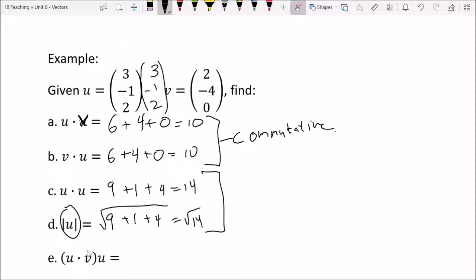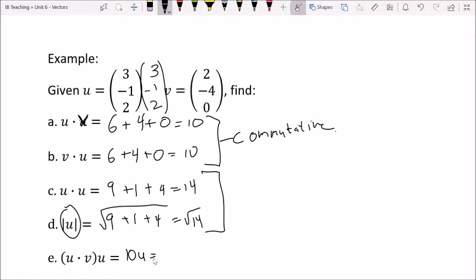And this is where some people get a little bit confused because some people want to distribute this u. The problem is, if we distribute this u into here, is it a dot product or a cross product or something different? We actually don't have that information, which is an indication that we cannot distribute this u in. What we can do, though, is the dot product from the outset. And we already know from part A that u dot v is 10, so that now says 10u.